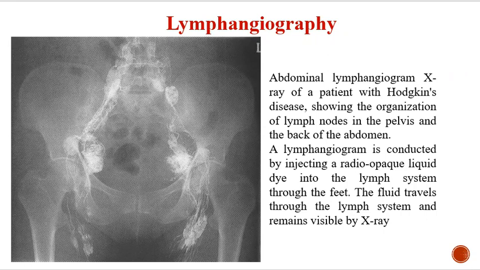A lymphangiogram is conducted by injecting a radio-opaque liquid dye into the lymph system through the feet. The fluid travels through the lymph system and remains visible by X-ray. This is an abdominal lymphangiogram X-ray of a patient with Hodgkin lymphoma showing the organization of lymph nodes in the pelvis and in the back of the abdomen.